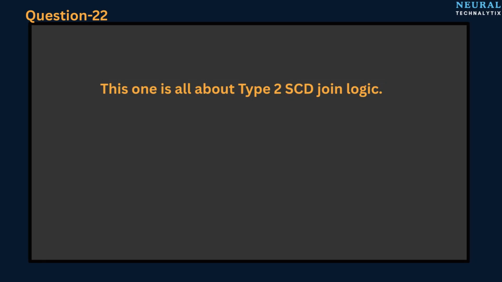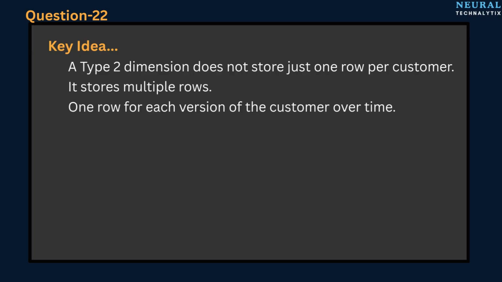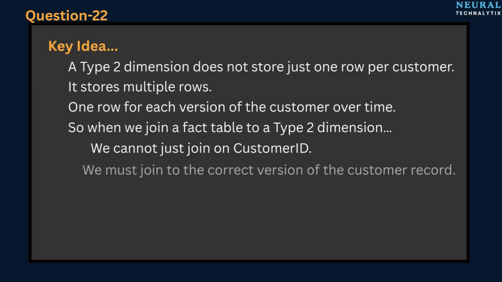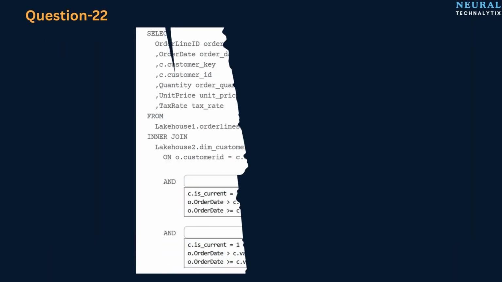Now pause here. This one is all about type 2 SCD join logic. Here's the key idea. A type 2 dimension does not store just one row per customer. It stores multiple rows, one row for each version of the customer over time. So when we join a fact table to a type 2 dimension, we cannot just join on customer ID. We must join to the correct version of the customer record. And how do we decide which version is correct? By using time.